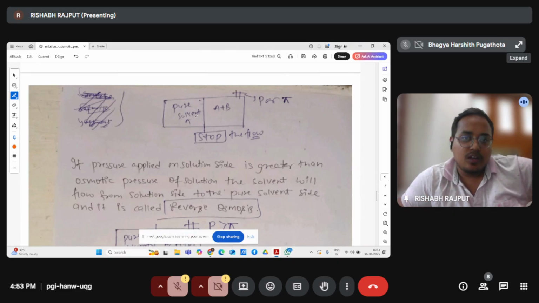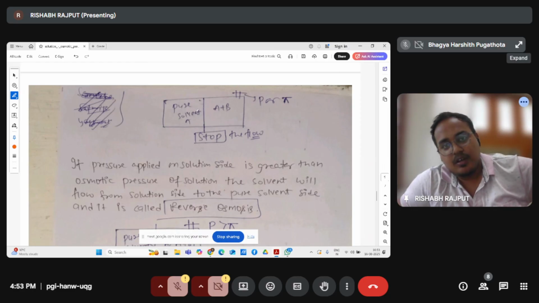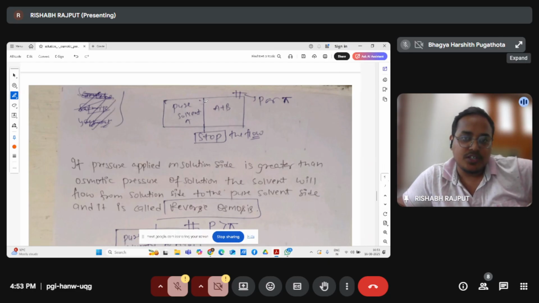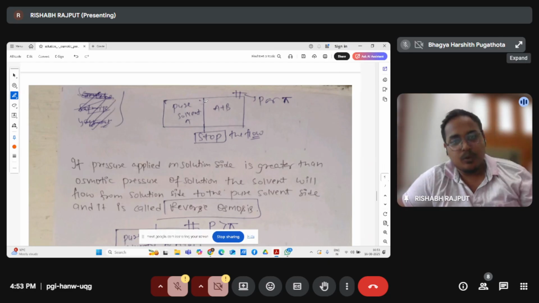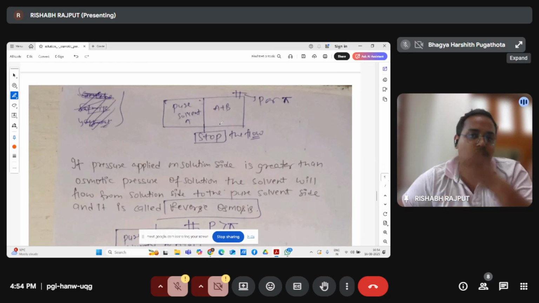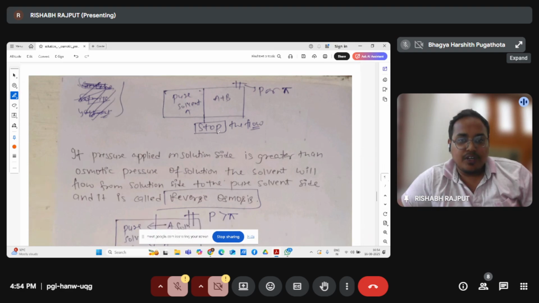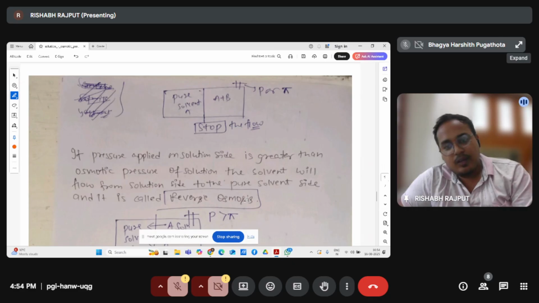If I apply more than the osmotic pressure, what happens? During the osmotic pressure, the pressure of the pure solvent and of the solution side will be the same. That is why flowing stops. But if you apply more pressure on the solution side, your left side, the pure solvent side, pressure will go down, and the solution side pressure will go higher. That is why the fluid starts moving through the SPM from the right side to the left side. This is called reverse osmosis. When the pressure applied on the solution side is greater than the osmotic pressure of the solution, we call it reverse osmosis.